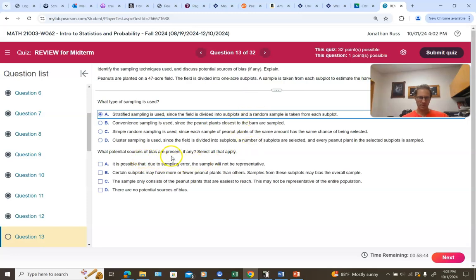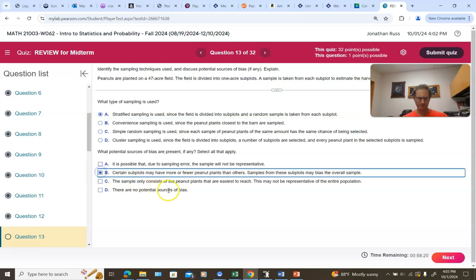Okay, what sources of bias are present? Let's see. Well, this part B says certain subplots may have more or fewer peanut plants than others. Samples from these subplots may bias the overall sample. I think that's a possibility. I think that's the only one that I'm going to go with.